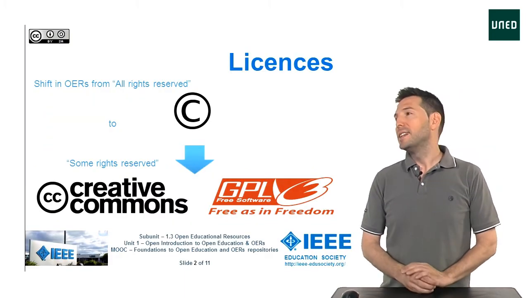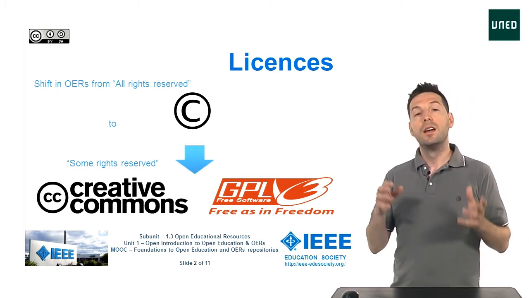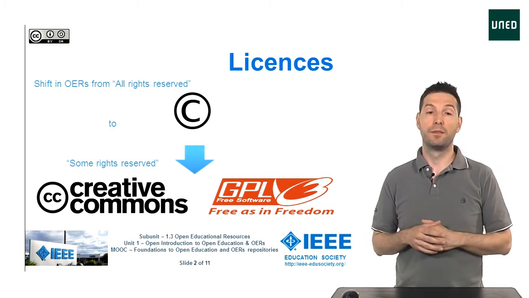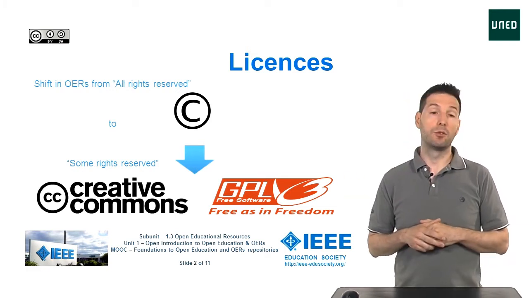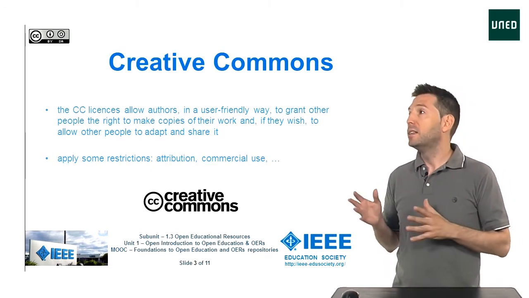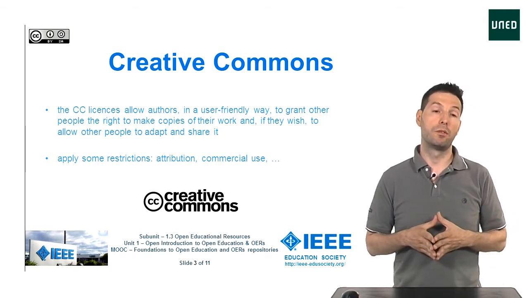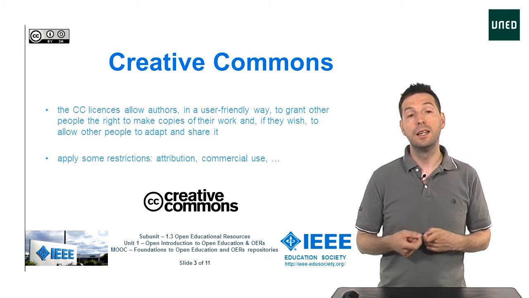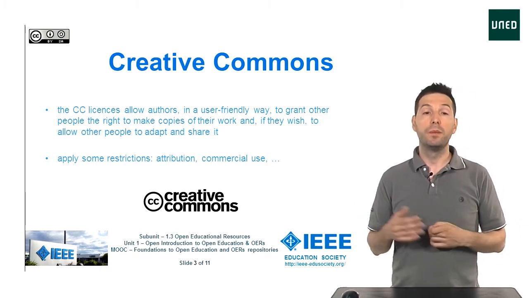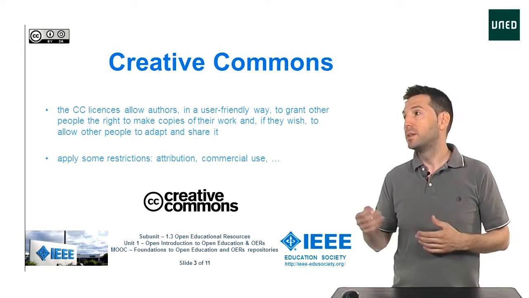Well, regarding licenses, we are seeing a shift in OERs from the all rights reserved of the copyright to the some rights reserved, that we can find, for example, in the Creative Commons licenses or in GPL. Basically, the Creative Commons license is the most used for open educational resources, and these licenses allow authors in a user-friendly way to grant other people the right to make copies of their work, and if they wish to, allow other people to adapt and share it.